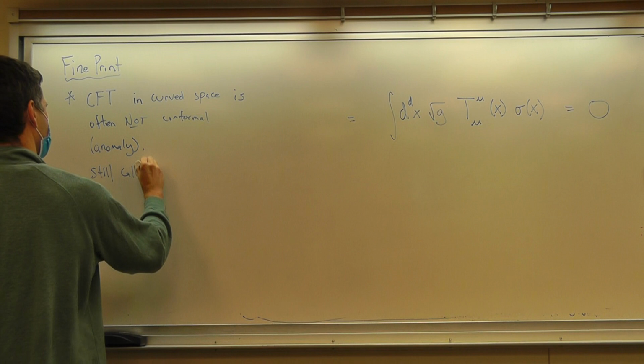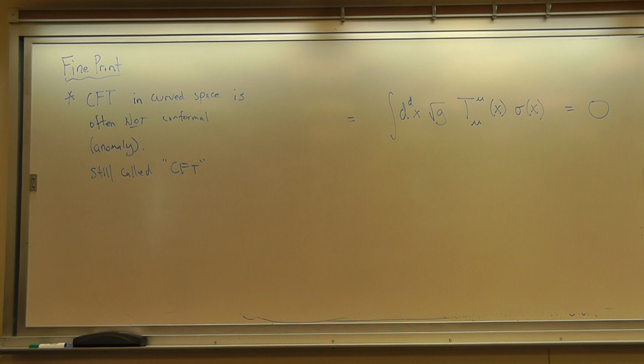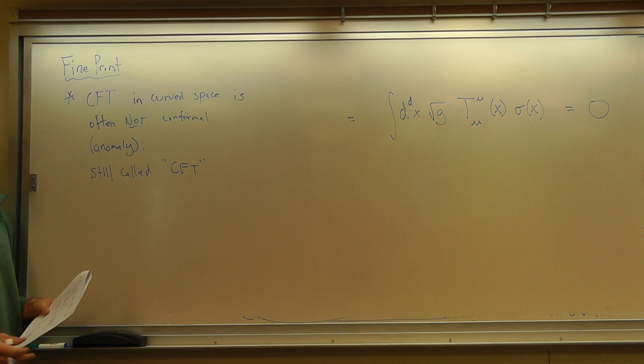It's just terminology. So a CFT has no scale, but if you take a theory with no scale and put it on a cylinder of radius 1 meter, well, guess what? Now it has a scale. But we still call it a CFT, and it inherits a lot of properties from the CFT, and we'll see examples of that.